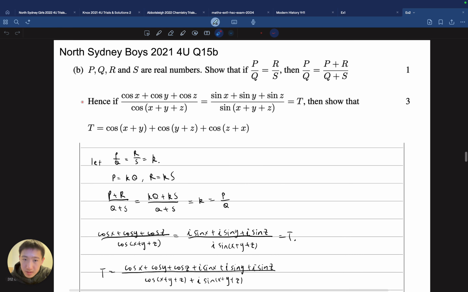The really good question is this 3 marker. So hence, if (cos x + cos y + cos z) over cos(x + y + z) equals (sin x + sin y + sin z) over sin(x + y + z), which equals t, you're asked to show that t equals to this.